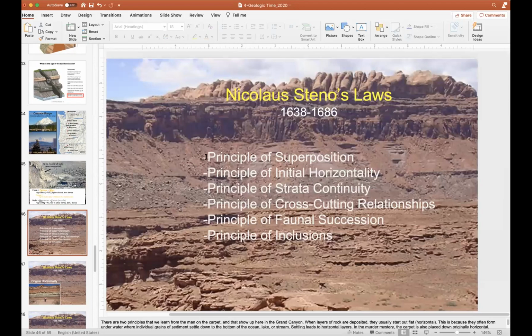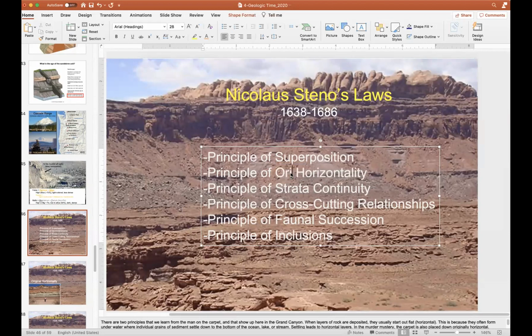Okay, so we've talked about superposition, original horizontality, lateral continuity, cross-cutting relationships. Faunal succession I've already talked about. So faunal succession means, the flora are the plants, the fauna are the animals. Faunal succession means, like we've been talking about, those trilobites are maybe 520 million years old.